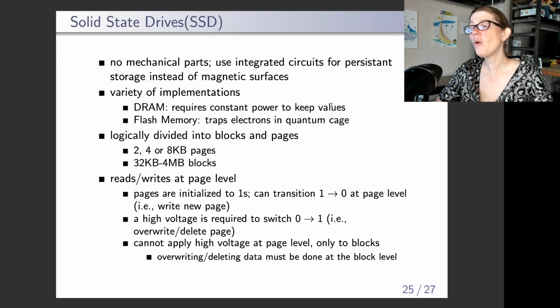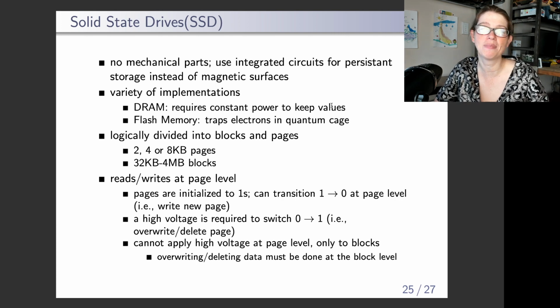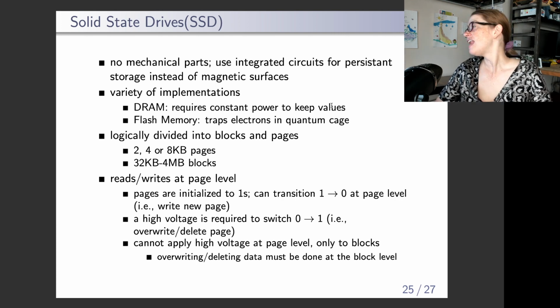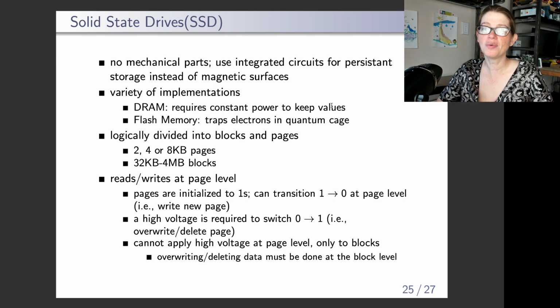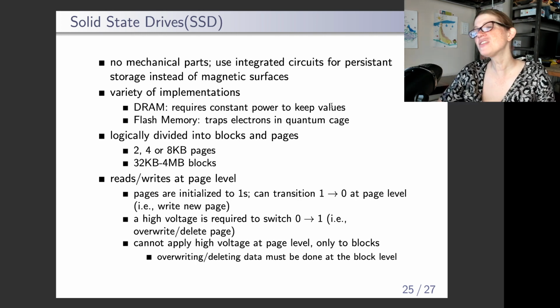Then they also take a bunch of pages and group them together logically into larger blocks. Block sizes are always changing. They can be as small as 32 kilobytes, they could be 4 megabytes, they can be bigger than 4 megabytes. It depends on the disk. Now, when we did reads and writes on a mechanical drive, we did that as segment-based reads or writes. When we are doing reads and writes on an SSD, we're going to do them at a page level. But there's some tricks.